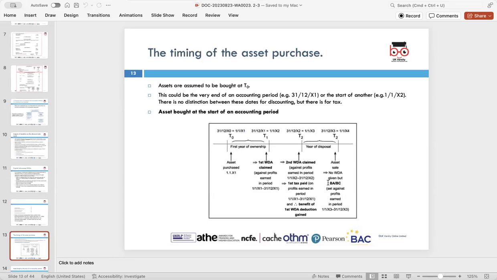So, the timing of asset purchase. Assets are assumed to be bought at the very end of the accounting period, most likely at the end of December or at the start of January. So there is no distinction between these days for accounting, but there is for tax.